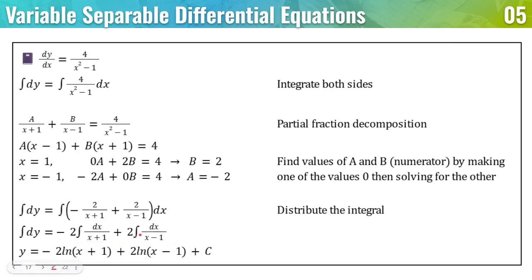So if, for example, you have dx over 2x minus 1, don't do the shortcut. You have to do it the right way with u substitution. But if it's just like this, you just put this inside the ln sign. So our answer will become y is equal to negative 2 ln x plus 1 plus 2 ln x minus 1 plus c.